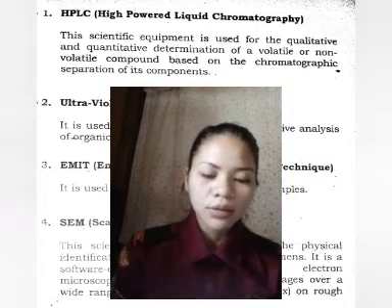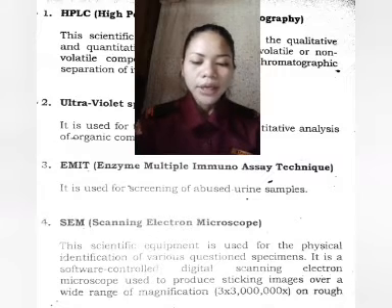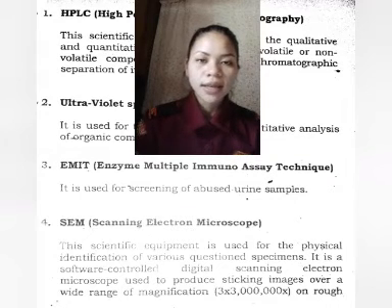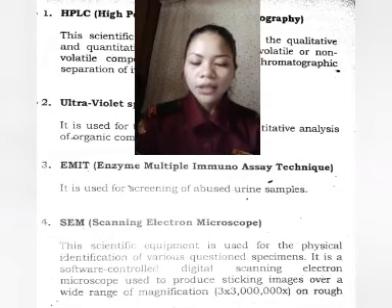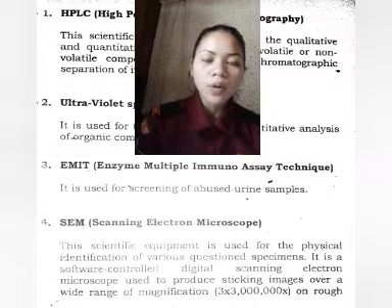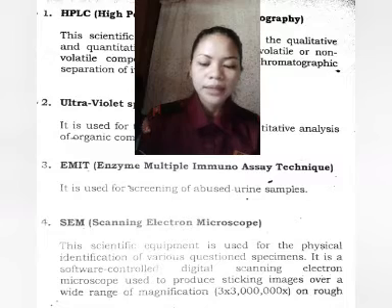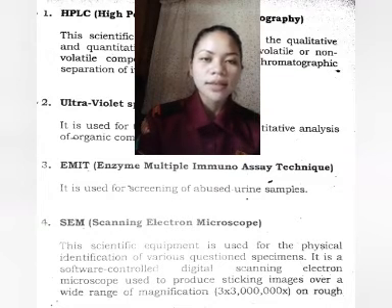So let's proceed to the equipment used in forensic examination. The following are some of the most common laboratory equipment used in forensic examination.